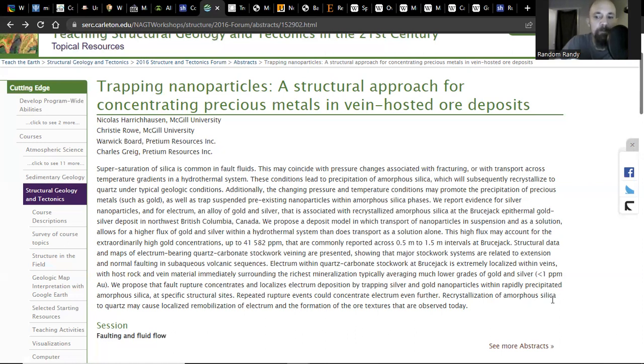Now, recrystallization of this amorphous silica to quartz may cause localized remobilization of electrum and the formation of the ore textures that are observed today. Okay. So it's just saying that these things consolidate, harden back up, and they create the ore that we then extract today. All right.